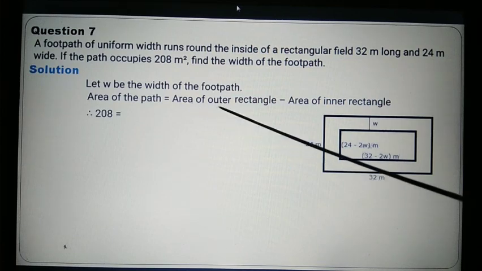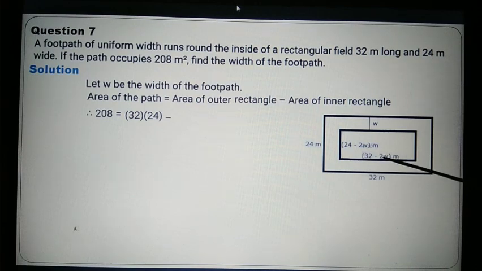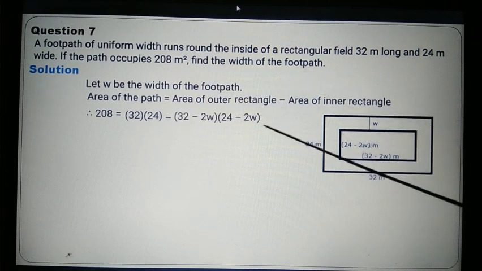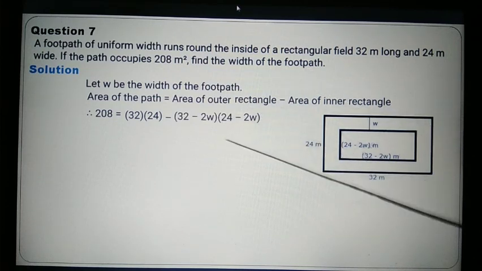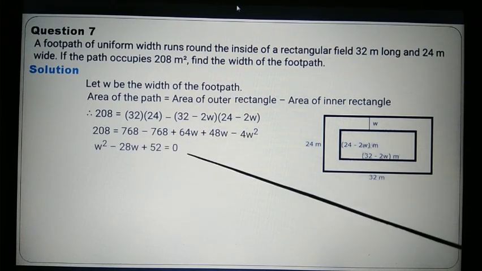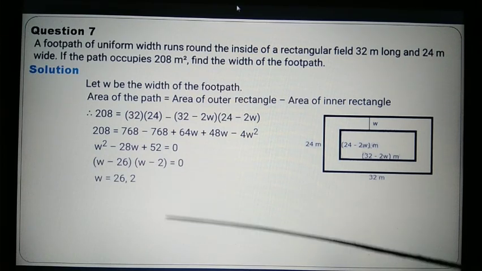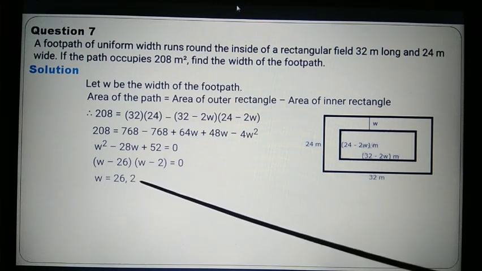Now let us see what the area of the outer rectangle is. The area of the outer rectangle is length into breadth, and the length is 32 and the breadth is 24. So it will be 32 into 24, right? Then minus the area of the inner rectangle. Again length into breadth, so that is (32 minus 2W) into (24 minus 2W). So this gives me the area of the inner rectangle. Solve it, open the bracket, and you'll arrive at this quadratic equation. Factorize it and find the value of W, which turns out to be 26 and 2.